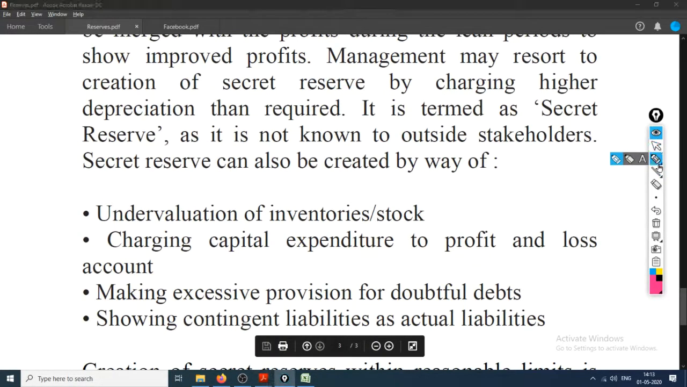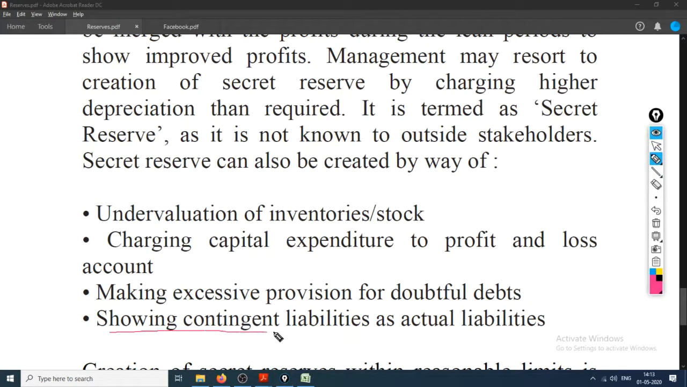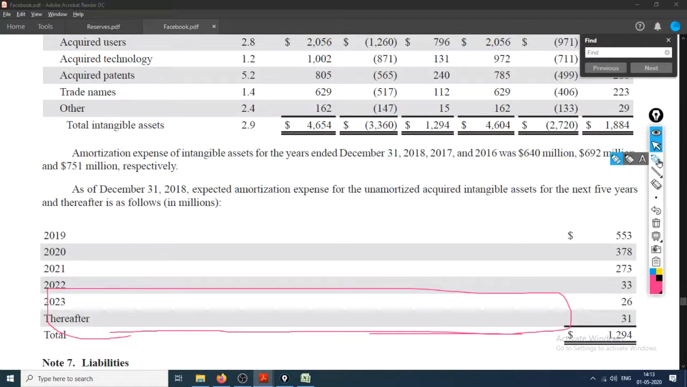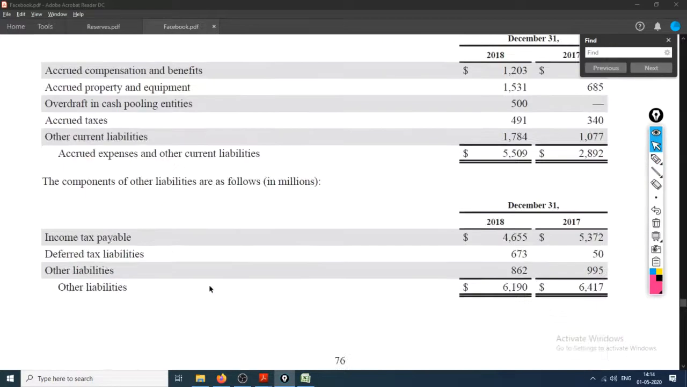Now let's check out what if Facebook wants to create a secret reserve and how it can do it from contingent liability to actual liability. We have already studied the contingent liability of Amazon, and it was related to some of the deliveries in Syria state. Let's see where is contingency in the balance sheet of Facebook.